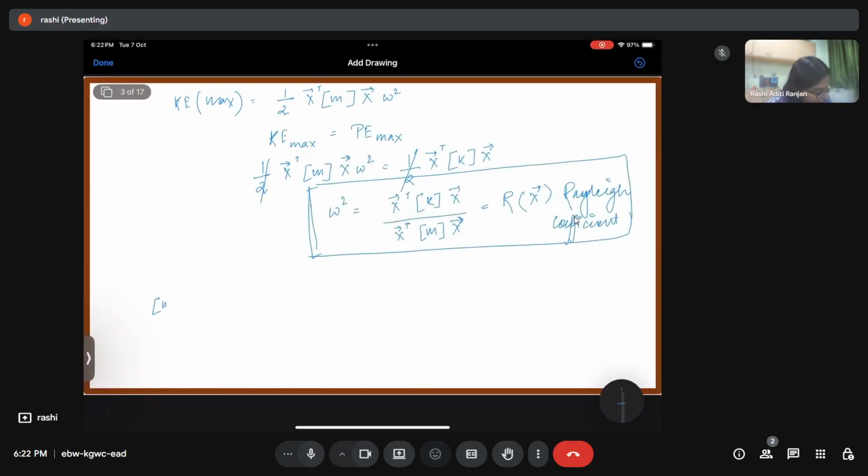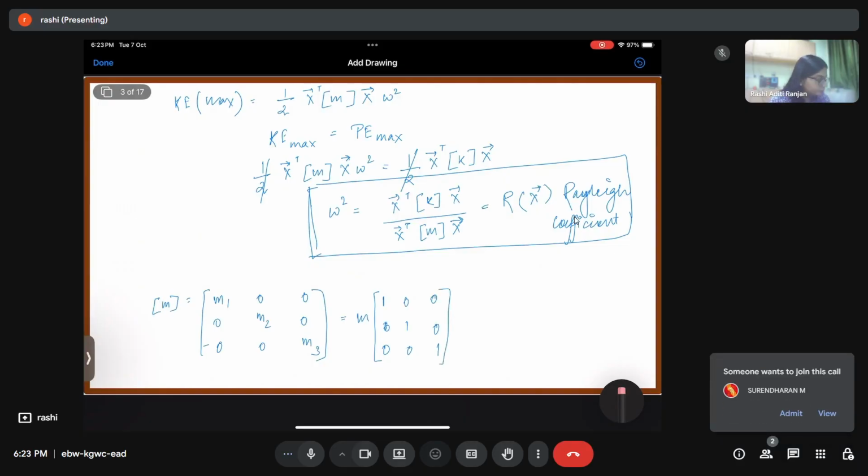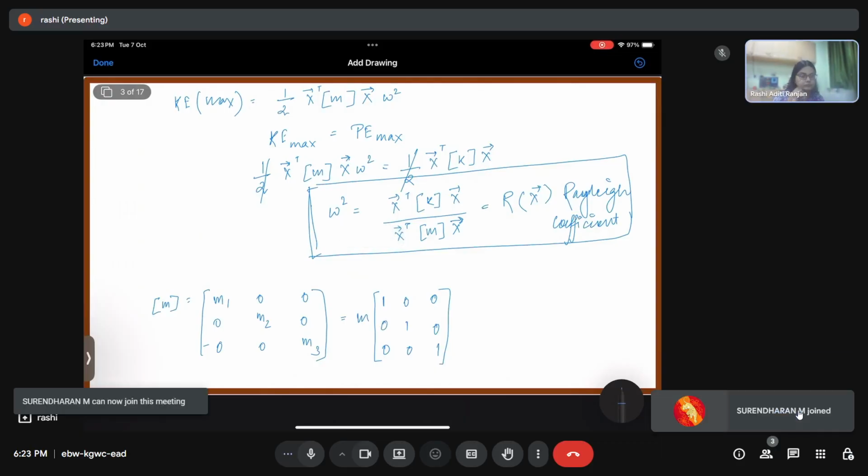So the mass matrix is going to be M1, M2, M3 on the diagonal, or maybe we can just write it as M times 1, 0, 0, 0, 1, 0, 0, 0, 1. So this is going to be the mass matrix.